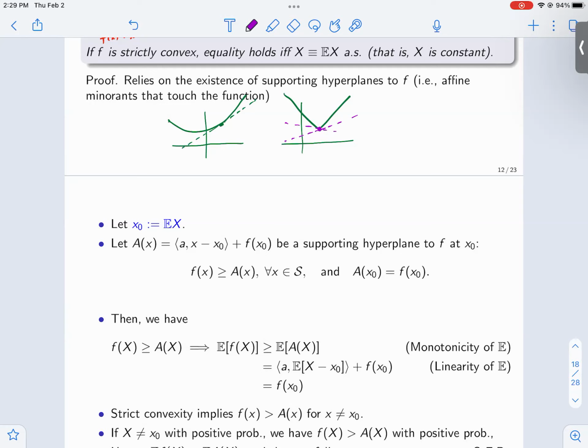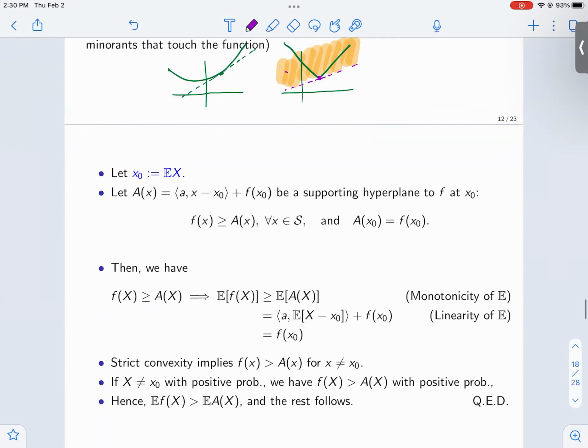It's supporting because it touches the function at that point, and then looking at one side of it, the function is entirely on that side. So these exist for convex functions under very general assumptions and in very general spaces actually. You can extend this result in functional analysis to spaces that are even infinite dimensional. But assuming that we're in a space in which the function is convex and there exists a supporting hyperplane at x naught, which is the expectation of X.